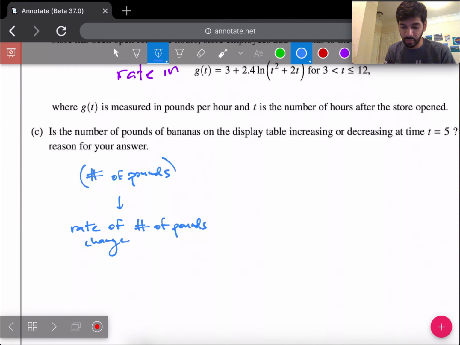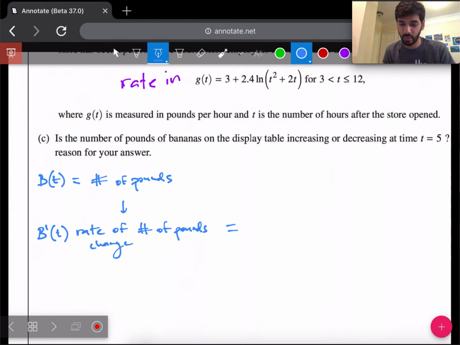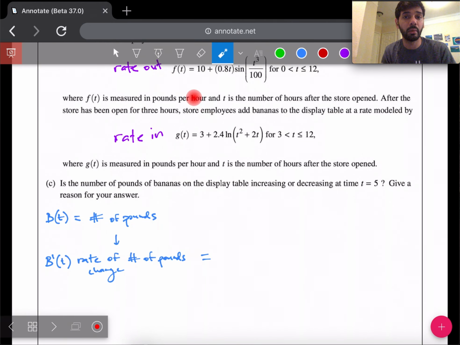So that would be like, if the number of pounds was, let's just name it a function, I'll name it capital B of t. If you gave the number of pounds a function, the rate of change of that would be b prime. For example, like that. So this rate of change b prime would be equal to these two rates up here combined.